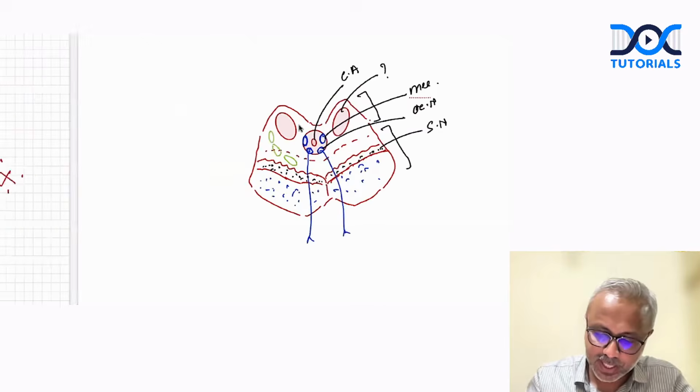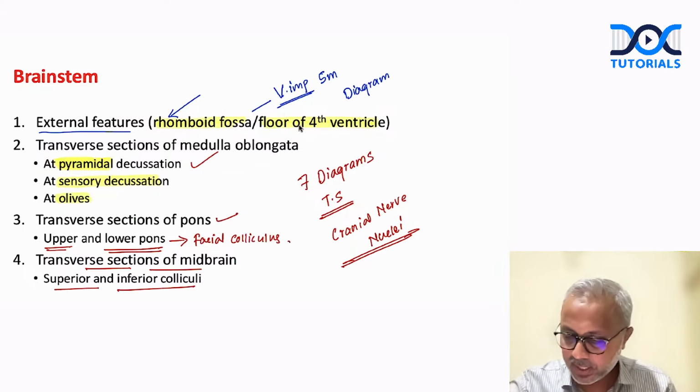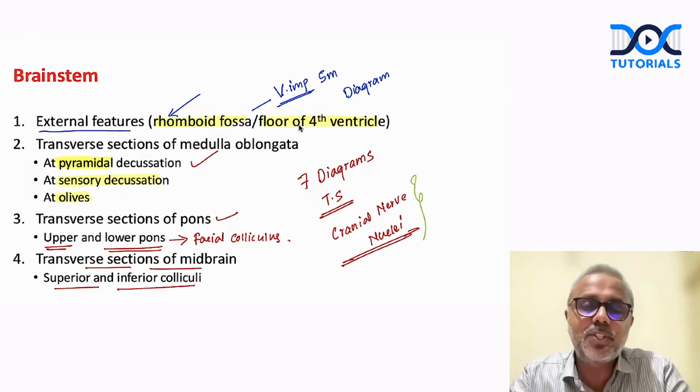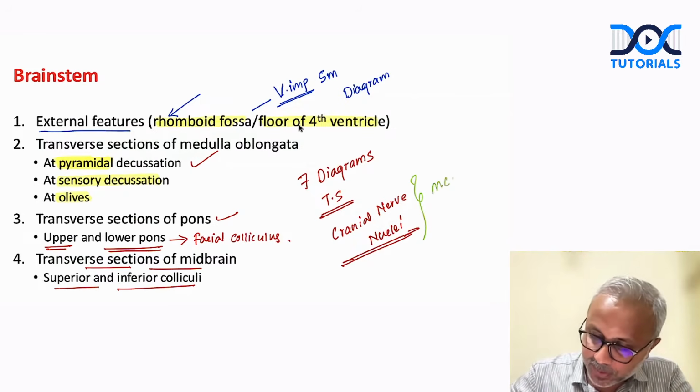So this is regarding the topic of the brainstem. Start with the external features. In that, learn thoroughly the floor of the fourth ventricle, the diagram, and then 7 transverse sections of brainstem, 3 of medulla, 2 of pons, and 2 of midbrain. And try to remember in which part of the brainstem you have which cranial nerve nuclei. This could be an important MCQ question.